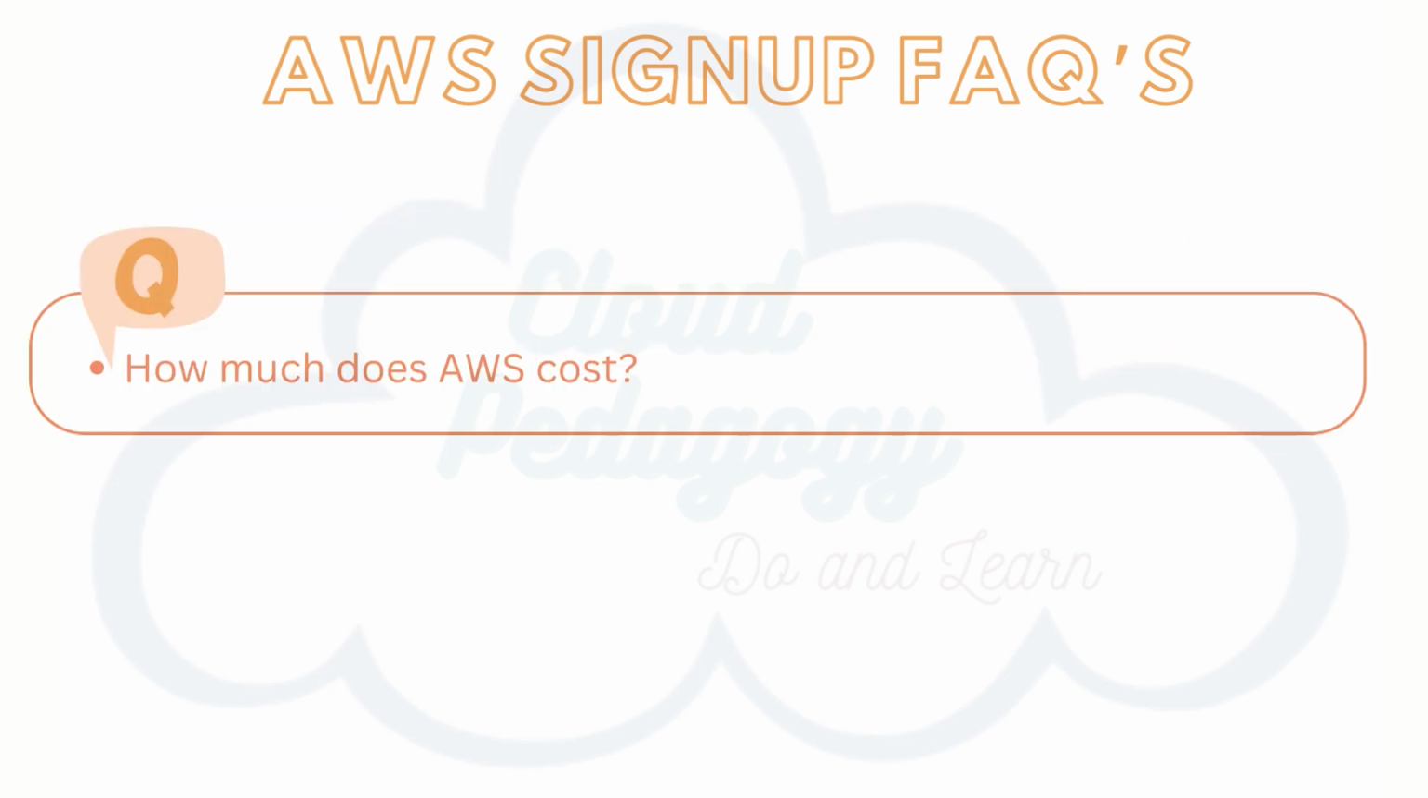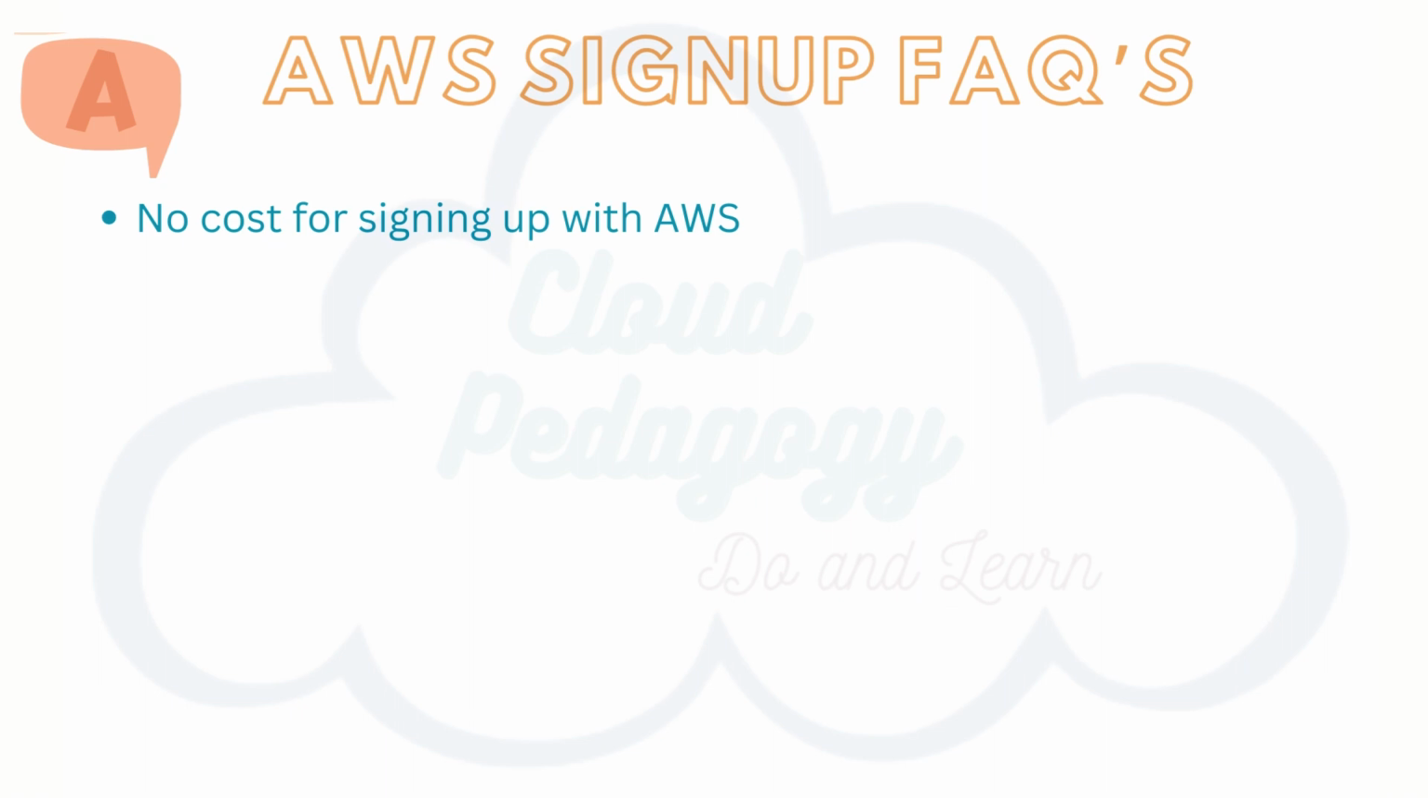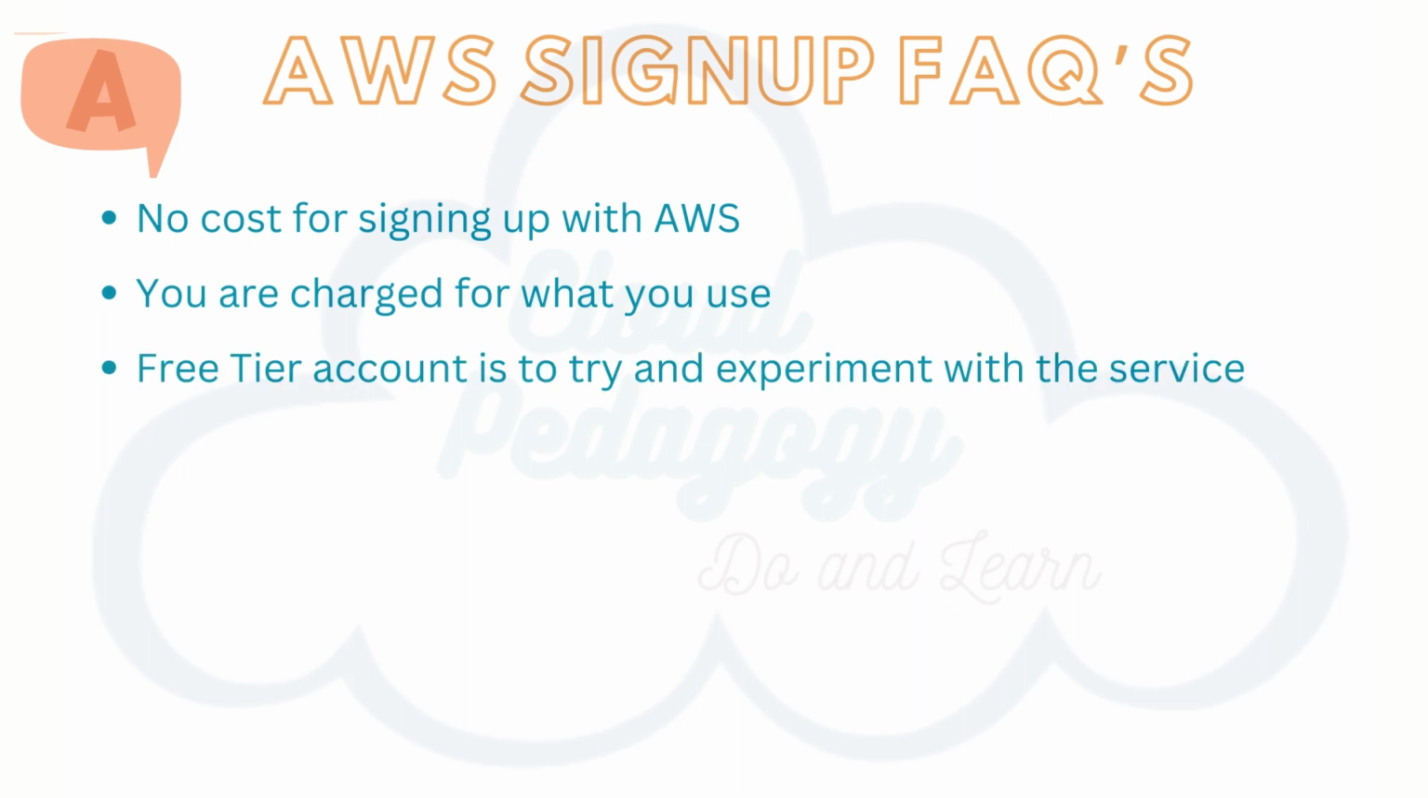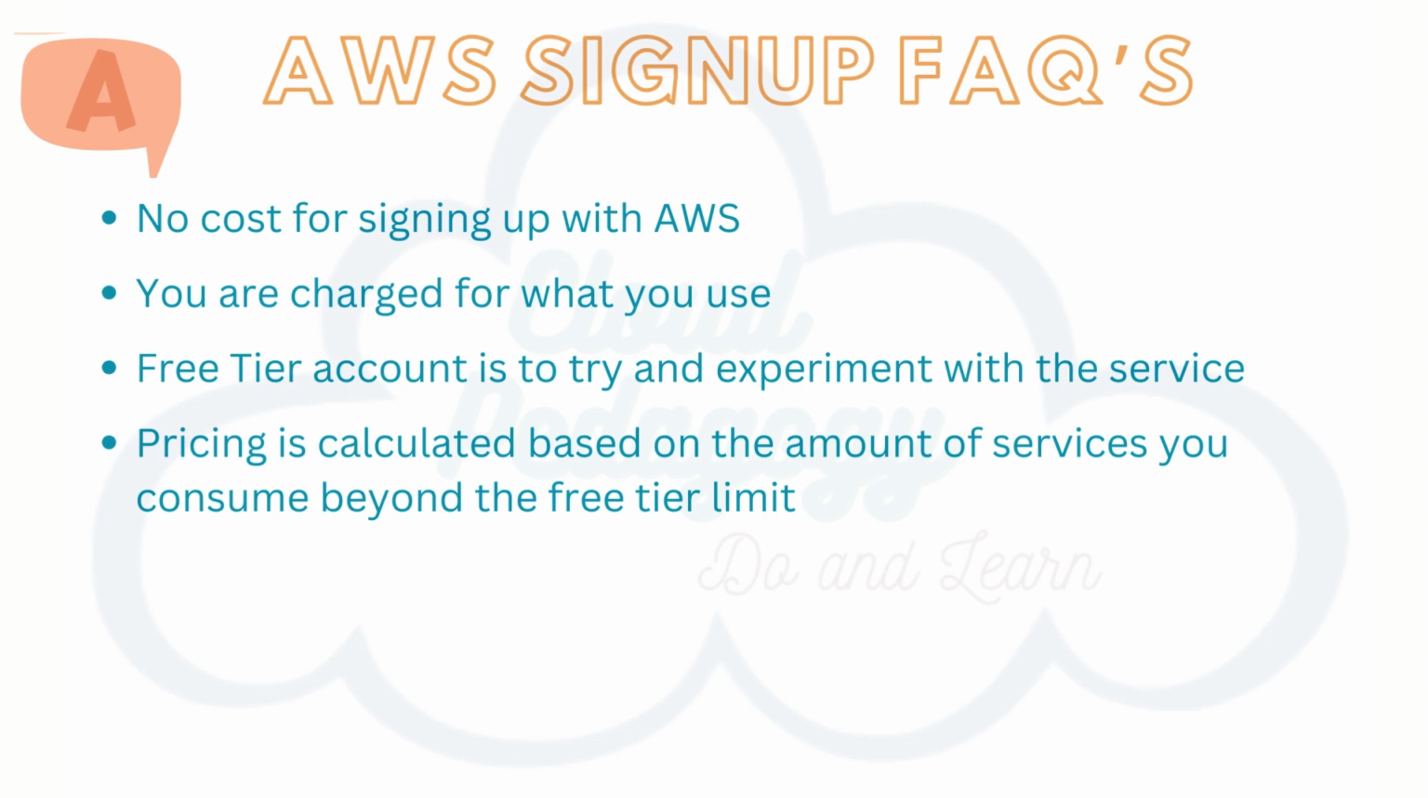Next, how much does AWS actually cost? There is no cost for signing up with AWS and you only get charged for what you use. On creating AWS account, you get a discount called AWS free tier to try and experiment with the AWS services. The pricing is calculated based on the amount of services you consume beyond the free tier limit, and once you stop using these services, there are no additional costs or termination fee.